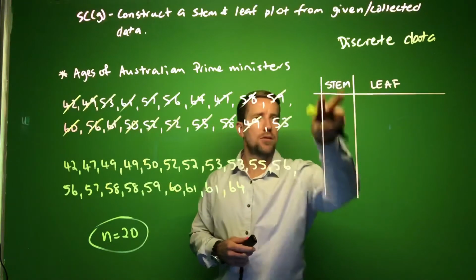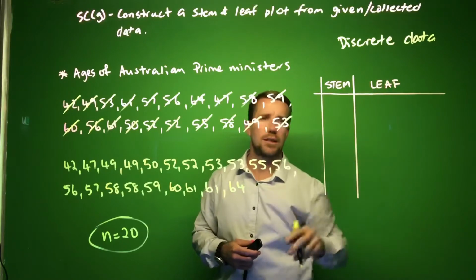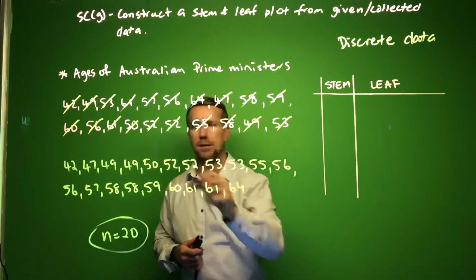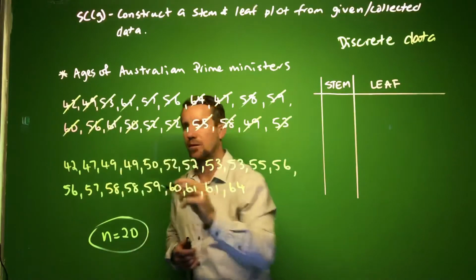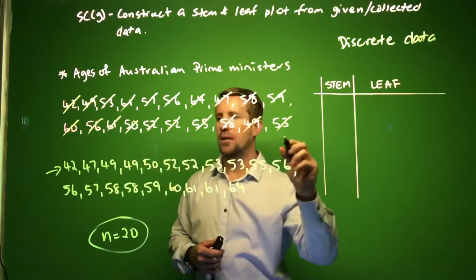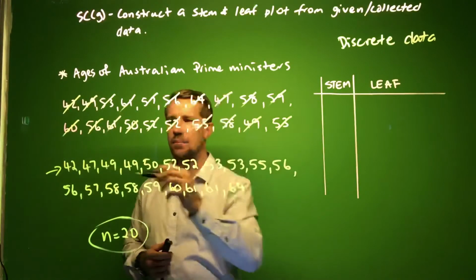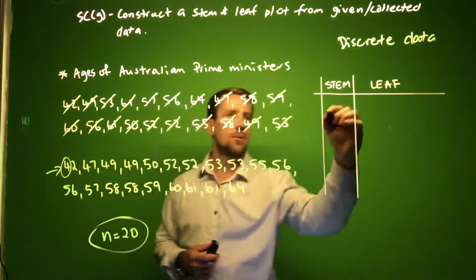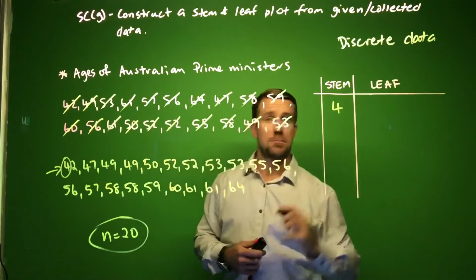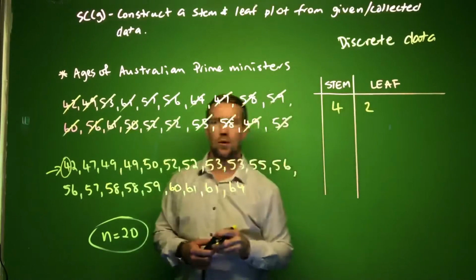Two components: we've got the stem here and we've got the leaf over here. The stem is going to comprise everything except the last number in each data point. If we look at the number 42, for example, the stem is going to comprise everything except the last number. So the 4 would be the first number. The leaf is then going to display the rest of it, so we've got a number 2 over here.